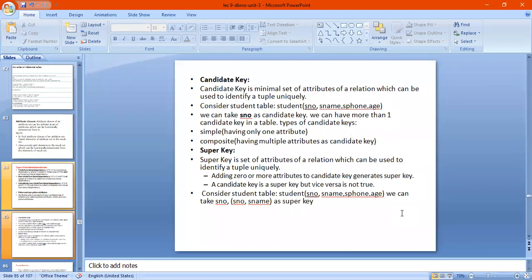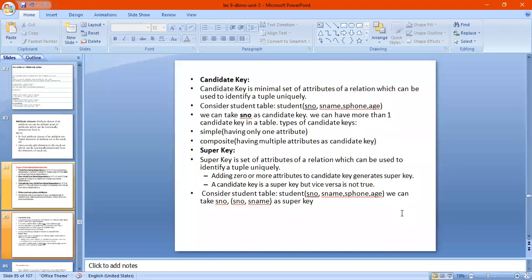We can have more than one candidate key in the table. The types of candidate keys can be simple and composite. A simple candidate key has only one attribute, and a composite candidate key has multiple attributes.